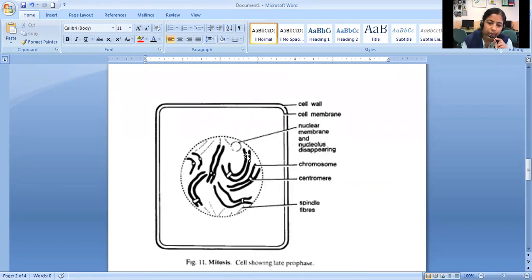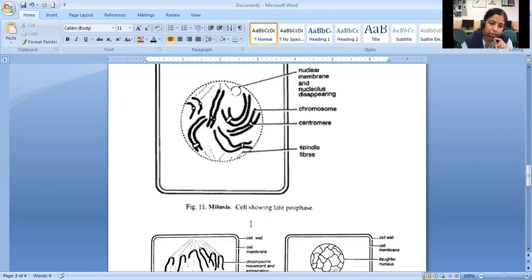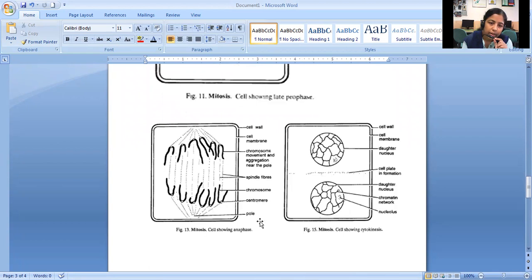Next is the cell showing the late prophase. In the late prophase, the nuclear membrane and the nucleolus disappear here, and the centromere can be visible, and the spindle fibers are formed. In the anaphase, these spindle fibers are moving towards the poles. You can see here the centromeres are formed and the spindle fibers, or the chromosomes' movement and the aggregation near the pole starts.